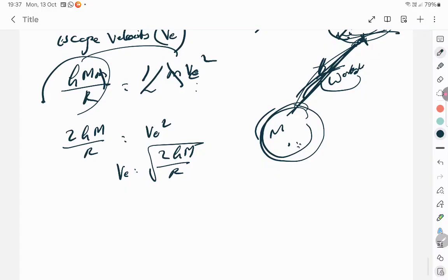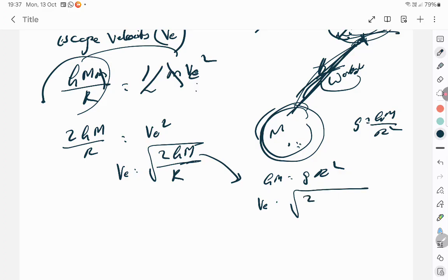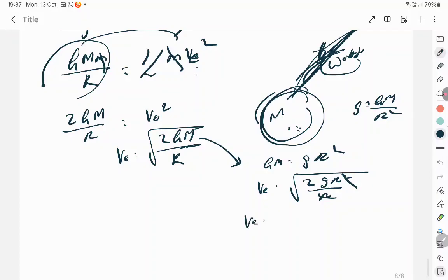This is the formula. You can write this as R plus H if it's not from the surface of the Earth. But here it is only from the surface of the Earth, correct? So therefore it is R. But you can replace G capital M as small g into R square, because I taught you small g is G capital M by R square. So the formula will become root of 2 into g R square by R, where R and R get cancelled. Thus the escape velocity can also be written as root of 2gR.